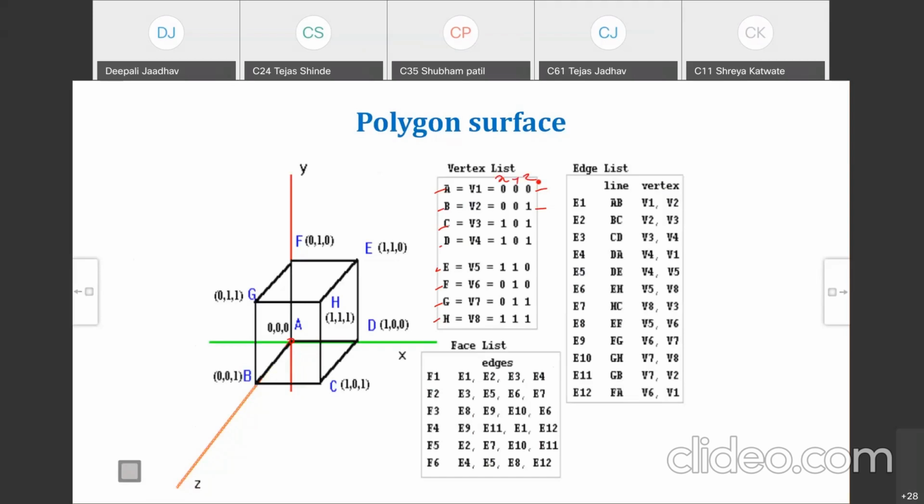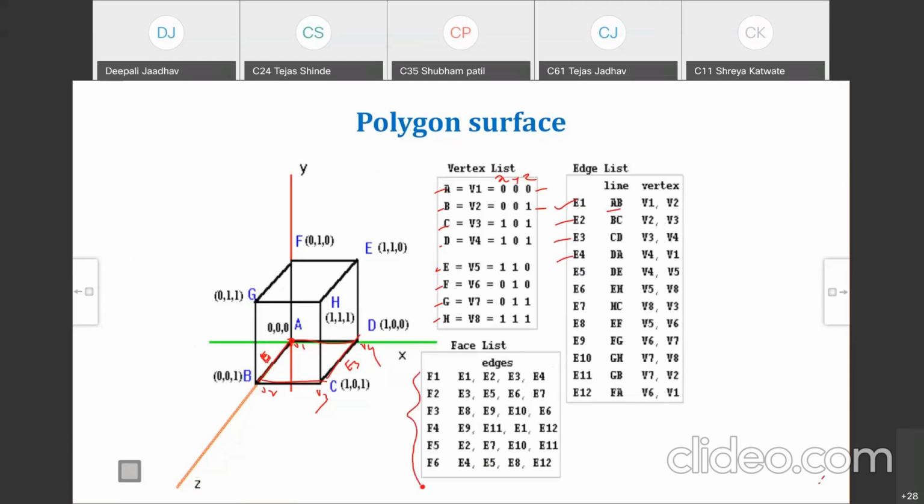Now all these vertices are joined together. This one and this one we call edge number E1. So edge E1 is line AB, A joined with B, and the vertices are V1 and V2. Similarly E2 with B and C, V2 and V3 vertices. E3 is CD, vertices V3 and V4. Then DA is E4, V1 and V4. So in this way, as the cube has 8 vertices, 12 edges are there. And how many faces? For the cube, 6 faces.